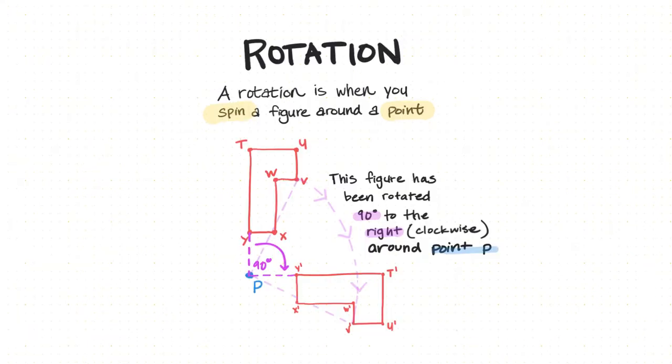And finally, we have rotations. Now, rotations are a little more complicated than both reflections and translations because they require a lot more information to do properly. A rotation is when you spin a figure around a point. In this example, I have the polygon rotated 90 degrees to the right, or clockwise, around point P. In order to properly describe a rotation, you need all three of those elements.